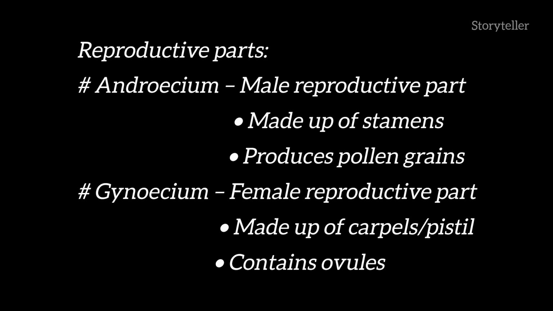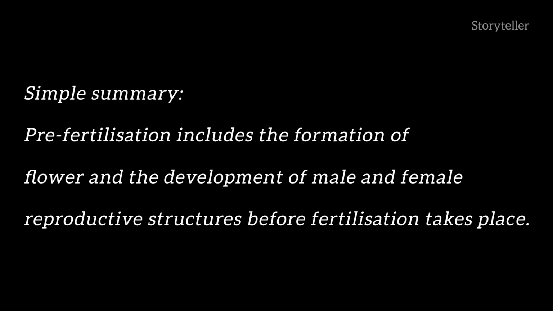And here is a final point. The gynoecium contains ovules, in the pistil or in the carpels, which are the female reproductive unit, and inside the ovule there is the female gamete, the egg cell. So here we can conclude that pre-fertilization includes the formation of the flower and the development of male and female reproductive structures before fertilization takes place. In the upcoming section we are going to discuss the different male and female reproductive structures in plants, and after that, how fertilization occurs.